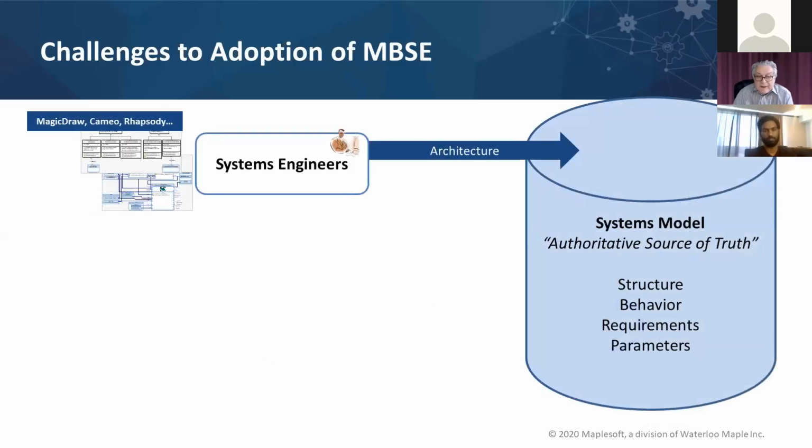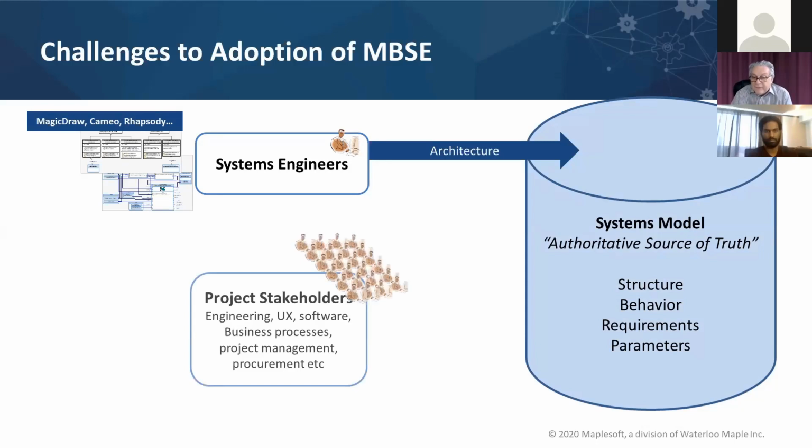From our own perspective, the typical process is something along the lines of the systems engineer developing the architectural model as the authoritative or single source of truth, and using their skills to implement that model, typically in a SysML environment, using tools like Magic Draw or Cameo or Rhapsody to implement that architecture.